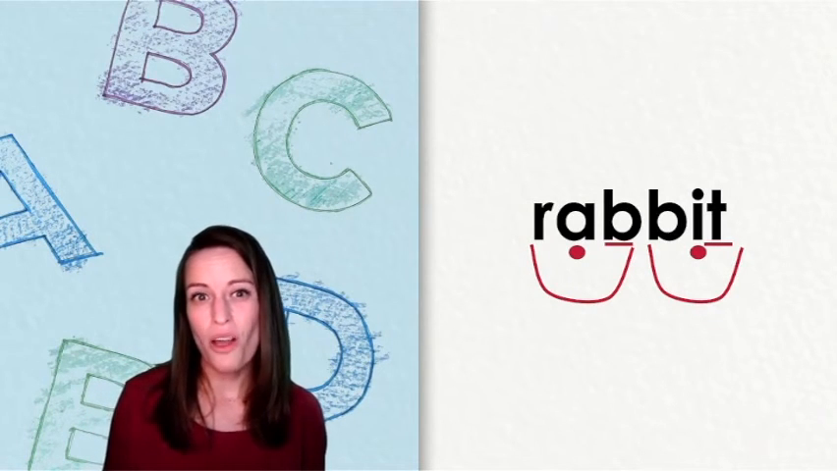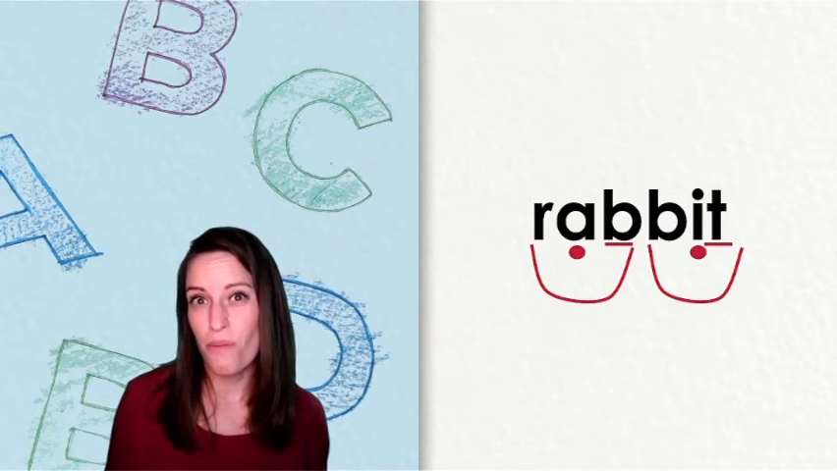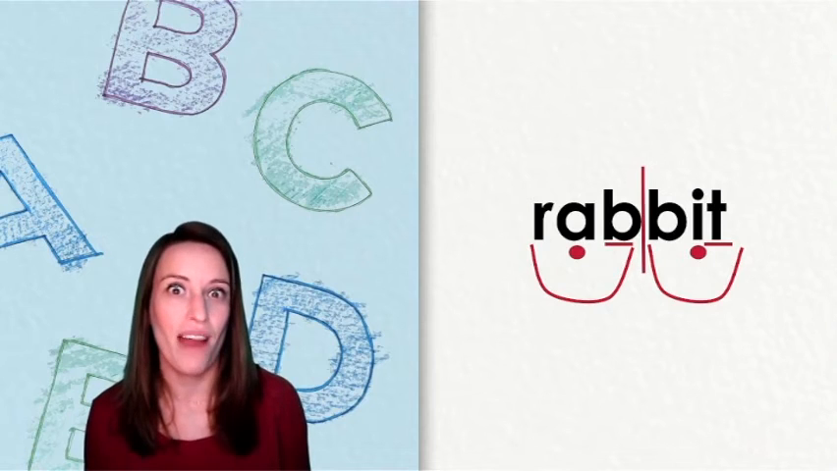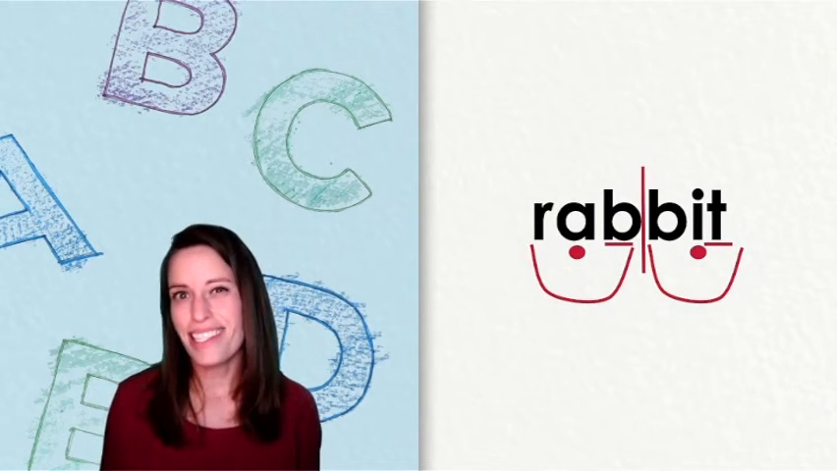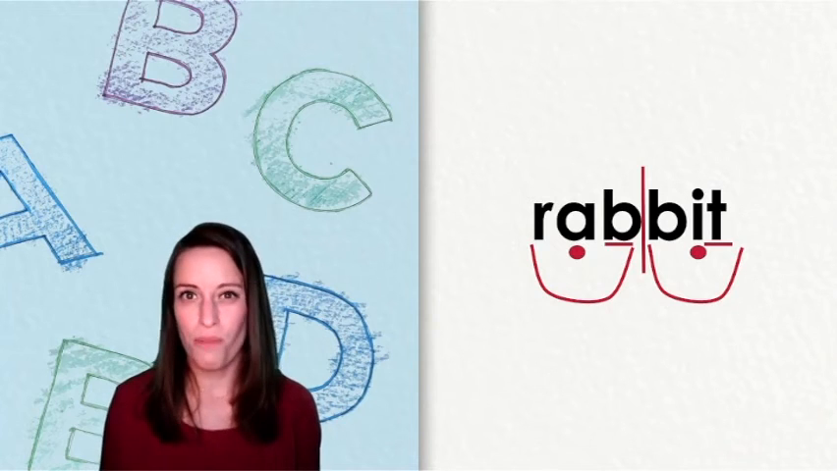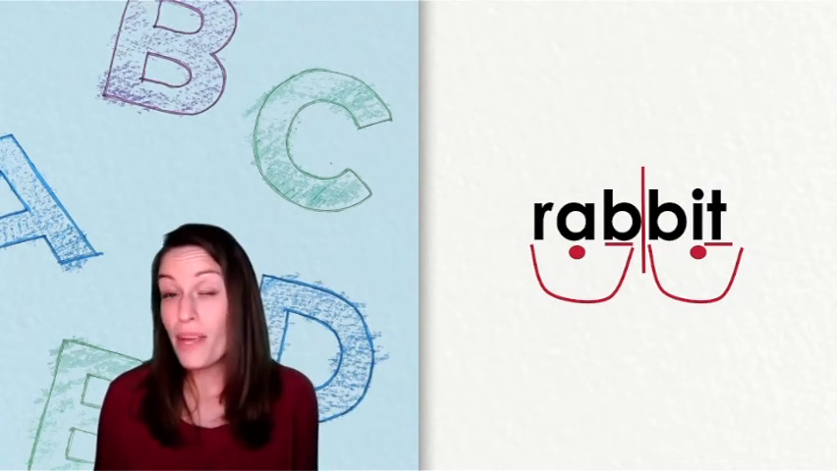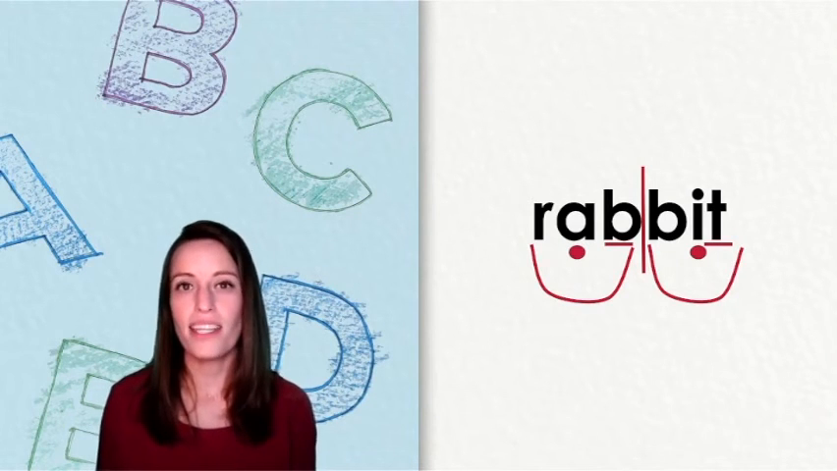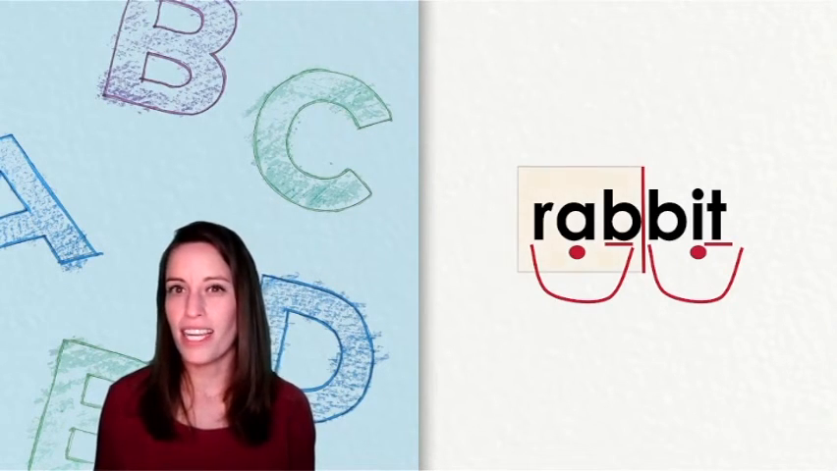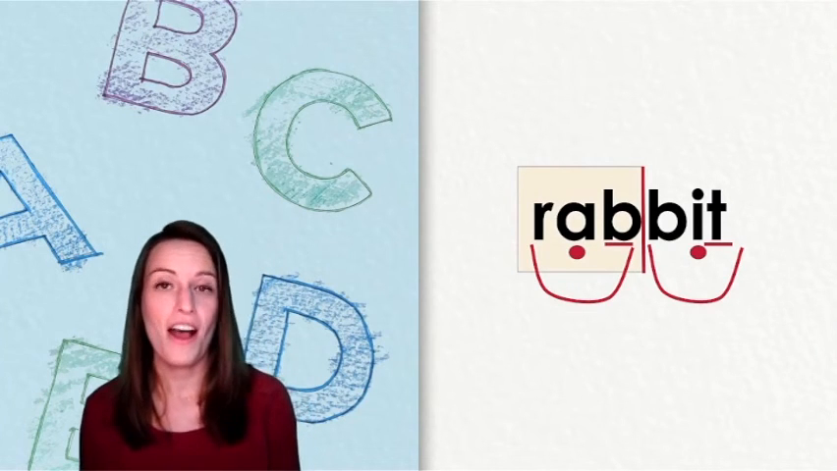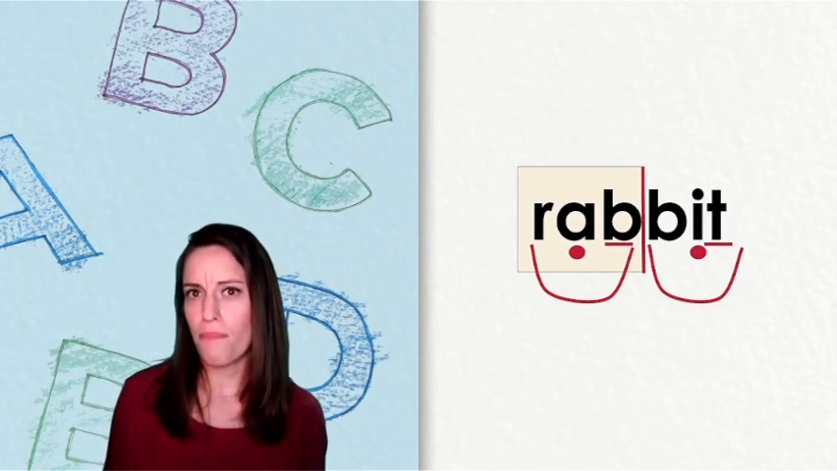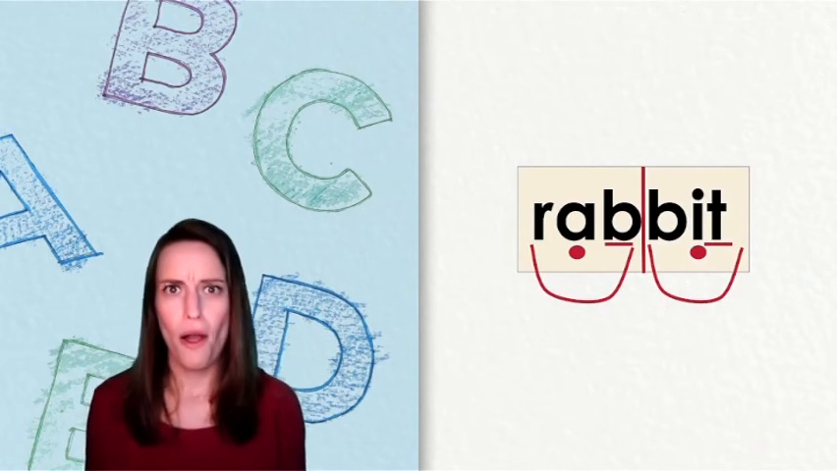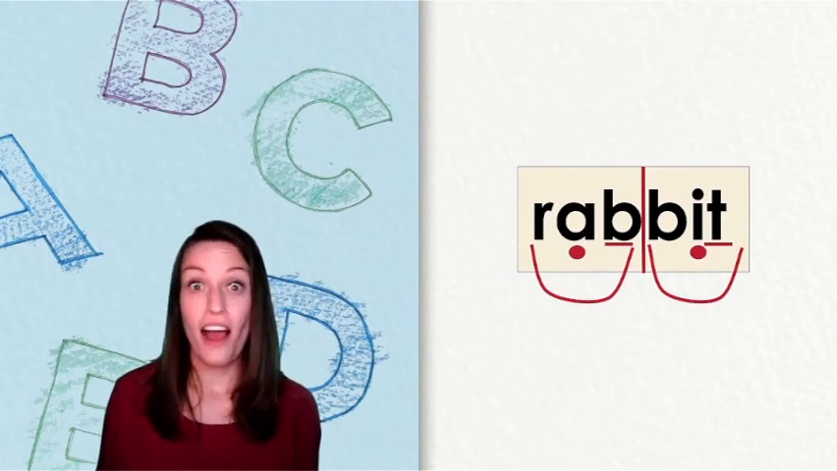When we find the vowels, we can divide the word into syllables by splitting it between the consonants that surround each vowel. It's easy to read a long word once we break it into its syllables, because we can then decode each syllable at a time. Let's try it with this word. The first part is ab, rab, and the second part is it, bit. We put that together and we get rabbit.